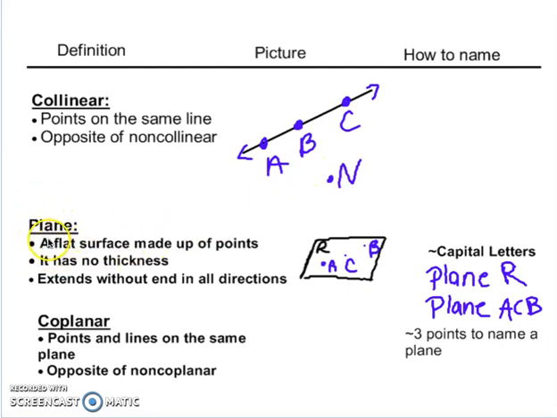A plane is a flat surface made up of points. So you can see here we have a flat surface, and it's made up of points, all capital letters. It has no thickness, and it extends without end in all directions. So this would be a plane. We could call this plane R, or we could also name it by saying plane A, C, B. All of the points are represented with capital letters.